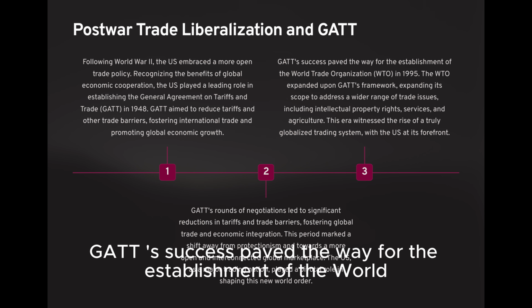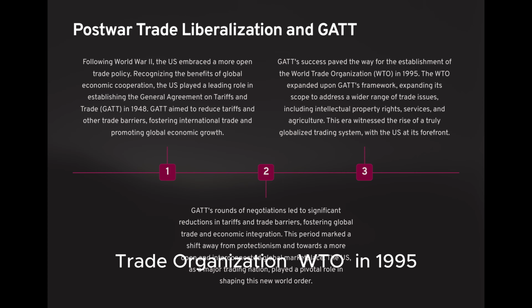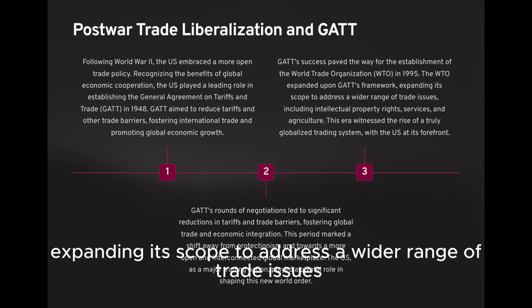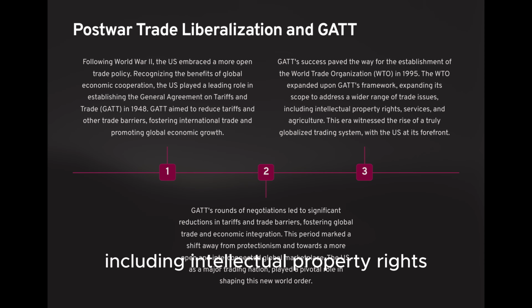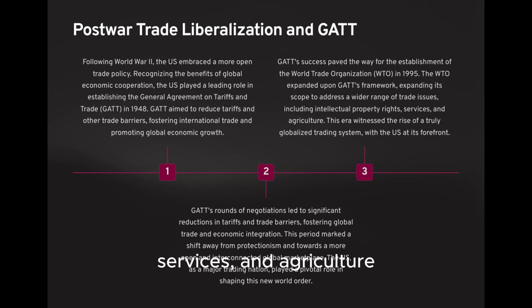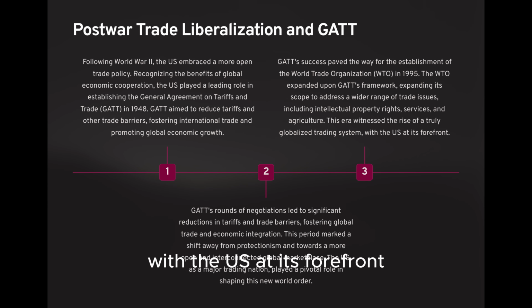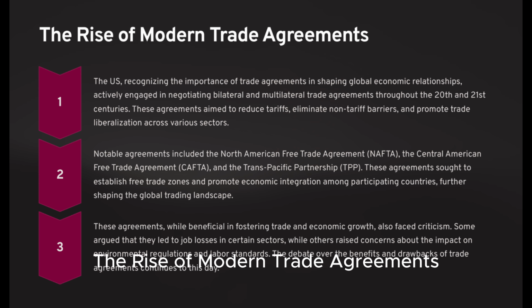GATT's success paved the way for the establishment of the World Trade Organization in 1995. The WTO expanded upon GATT's framework, expanding its scope to address a wider range of trade issues, including intellectual property rights, services, and agriculture. This era witnessed the rise of a truly globalized trading system, with the U.S. at its forefront.